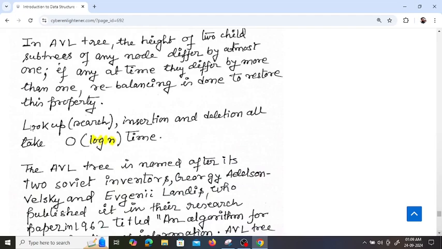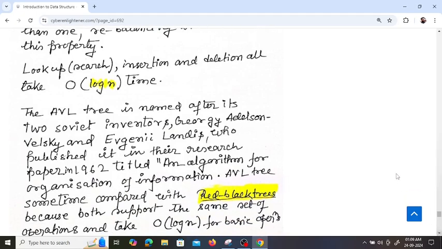In an AVL tree we can perform lookup operations, which is basically a search operation, and we can also perform insertion and deletion operations. All operations actually take O(log n) time, which is quite similar to a BST. In a BST also, if you want to delete or update any node, it takes O(log n) time.